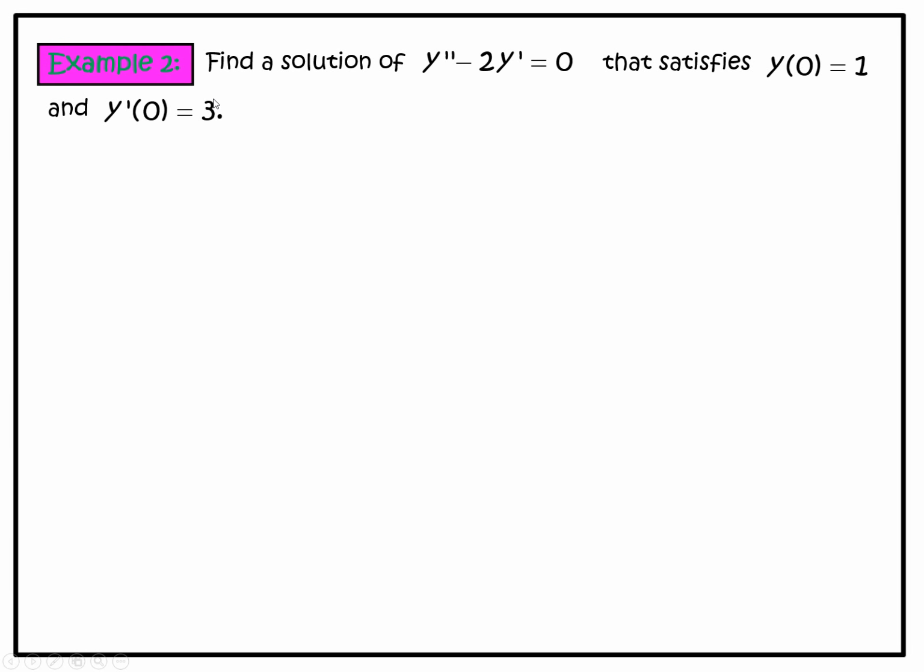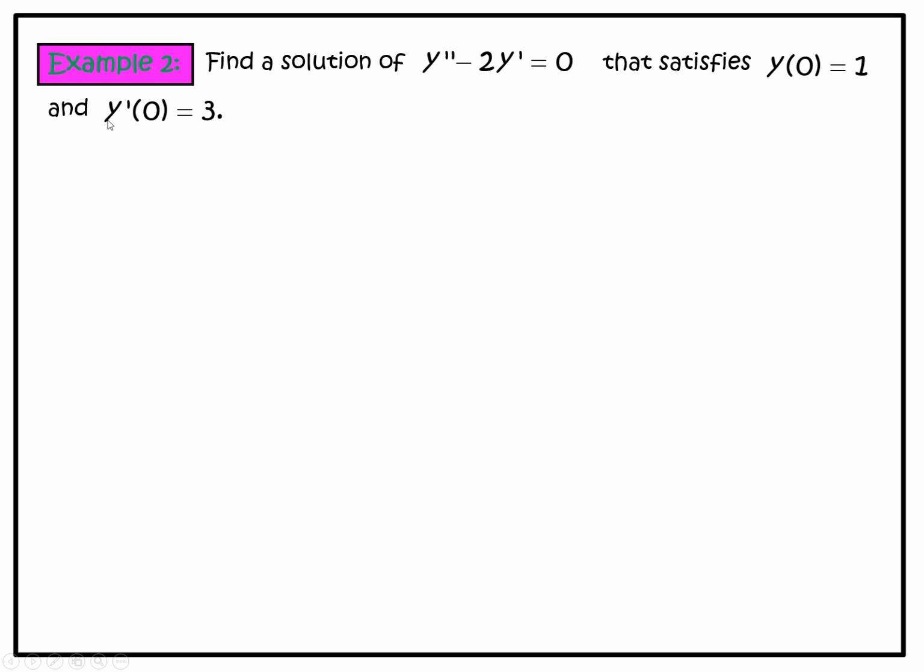So here in example 2, we want to find a solution of y double prime minus 2y prime equals 0 that satisfies the condition y of 0 equals 1 and y prime of 0 equals 3. So this is just saying that you've got to go through the point (0, 1), because 0 is your x and 1 is your y.